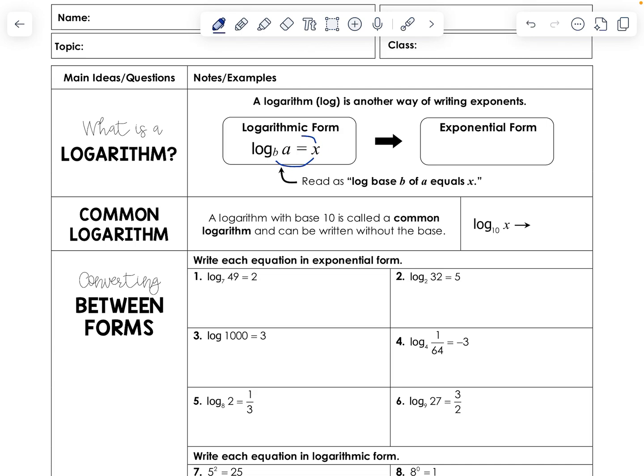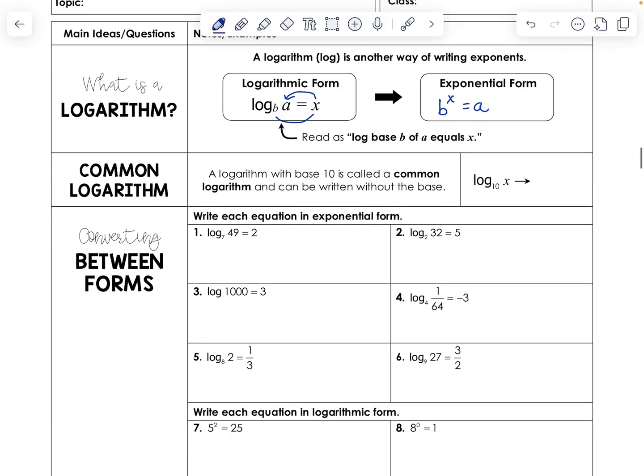My base is b, then it's going to go to the x power equals a. So both of these represent the same thing: log base b of a equals x, and b to the x power equals a.